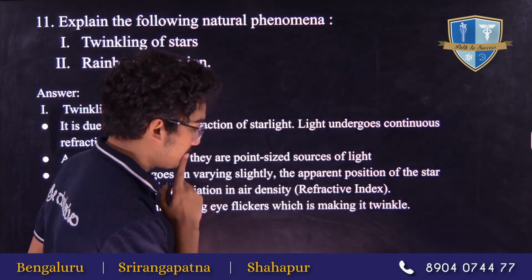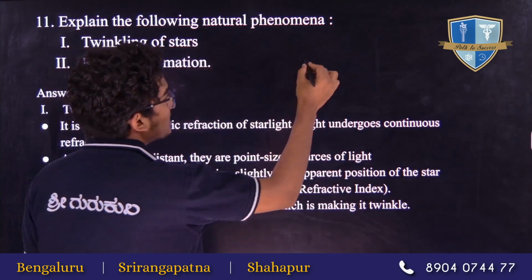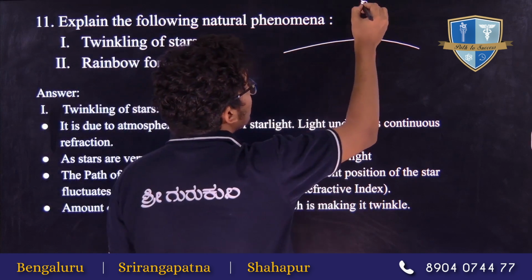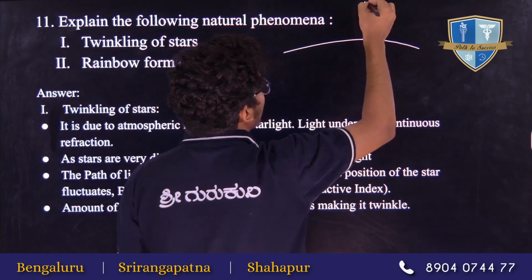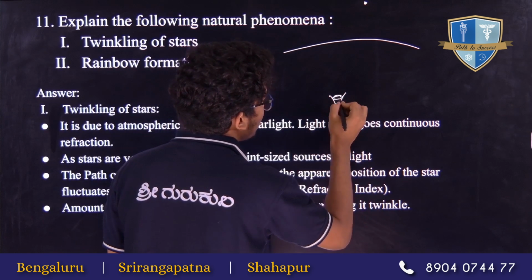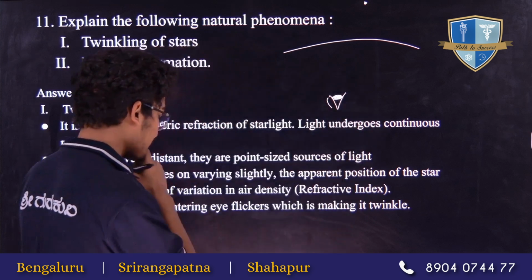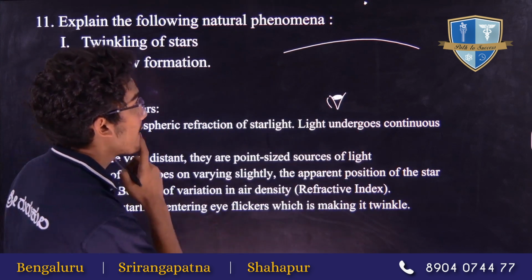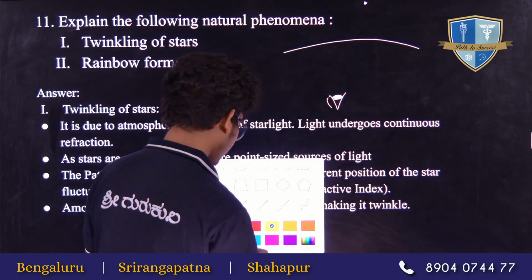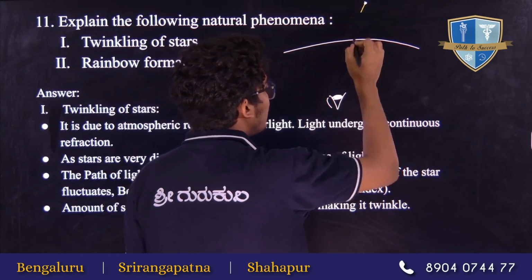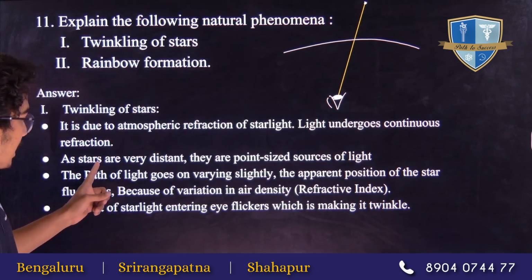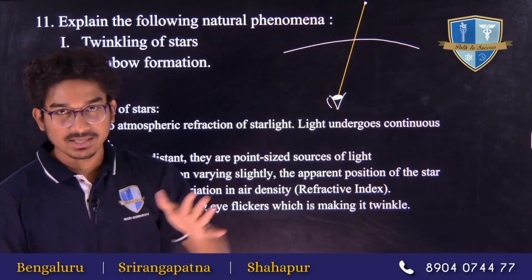So let's try to understand with a simple diagram. Let's suppose this is our atmospheric surface, correct? And this is our star, and this is me observing the star. So this is my eye. Now, what will happen? The light will come from the star and enter into my eye. Let's suppose this is the ray of light entering my eye. Now, as the stars are very distant objects, they are a point source. So we took it as a point source.